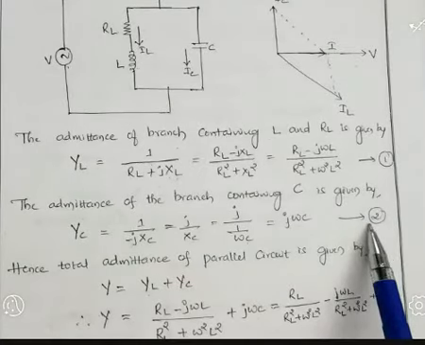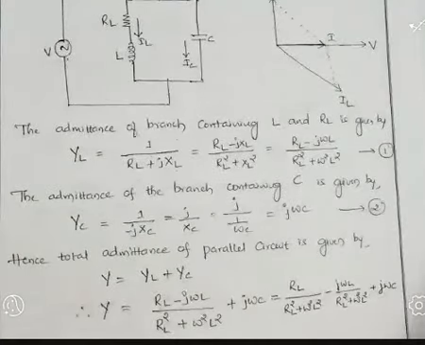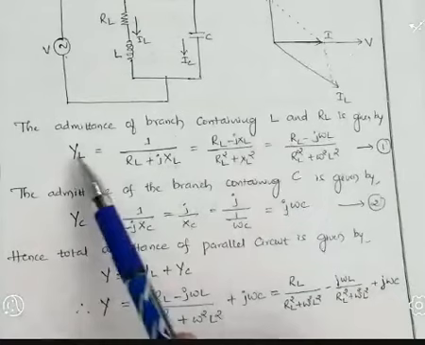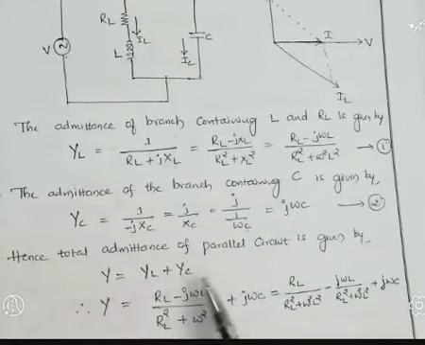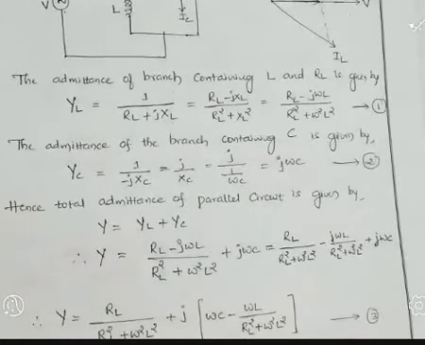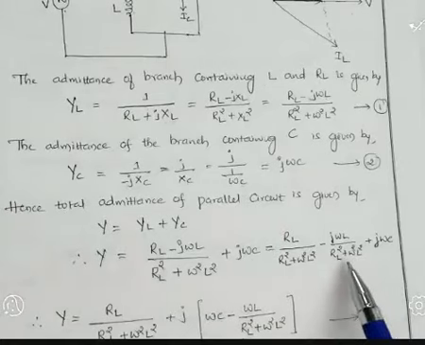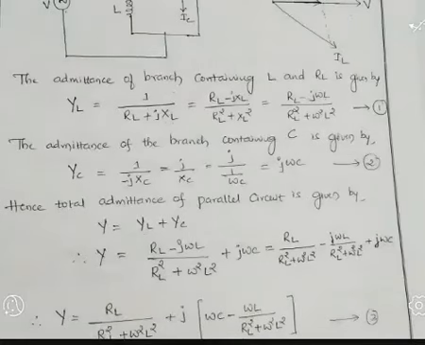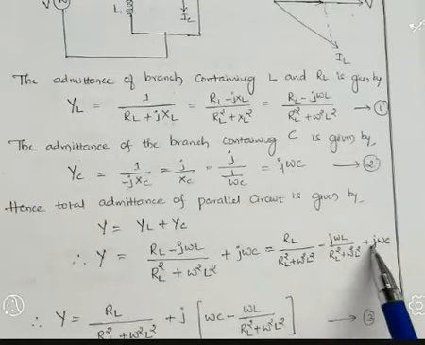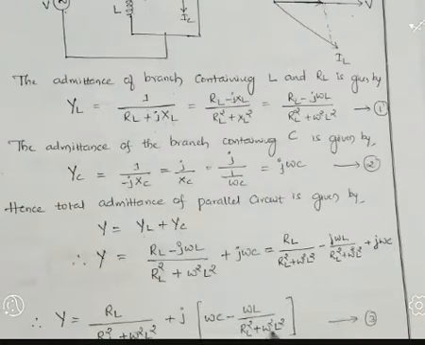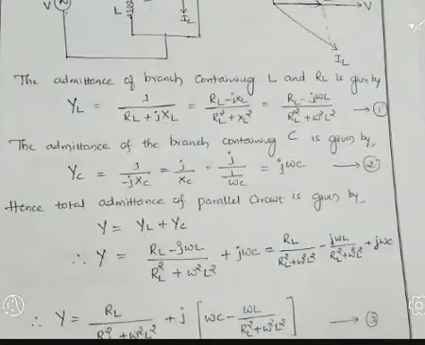Now, the total admittance of the parallel circuit is calculated by adding the admittance of the branch containing L, that is YL, with YC. Hence Y equals YL plus YC. Adding equations 1 and 2, we are separating the real part and imaginary part. The real part is RL divided by RL square plus omega square L square, plus J times, taking the J term common, omega C minus omega L divided by RL square plus omega square L square. This is represented as equation number 3.